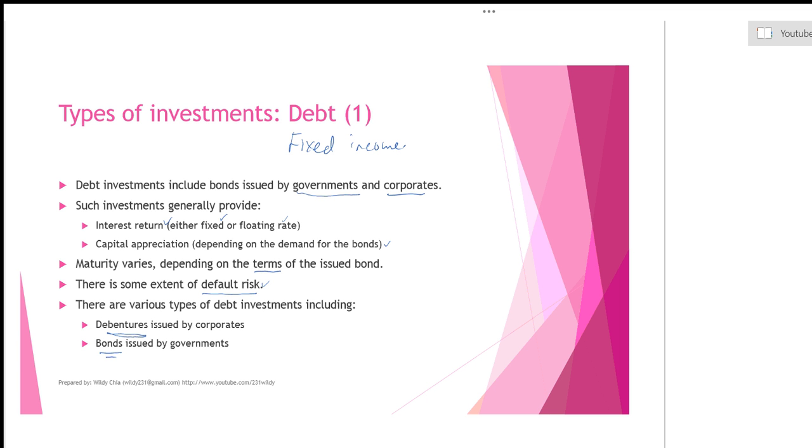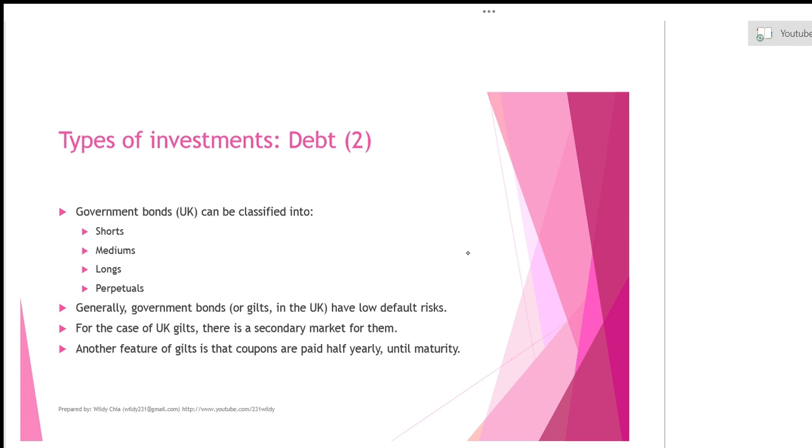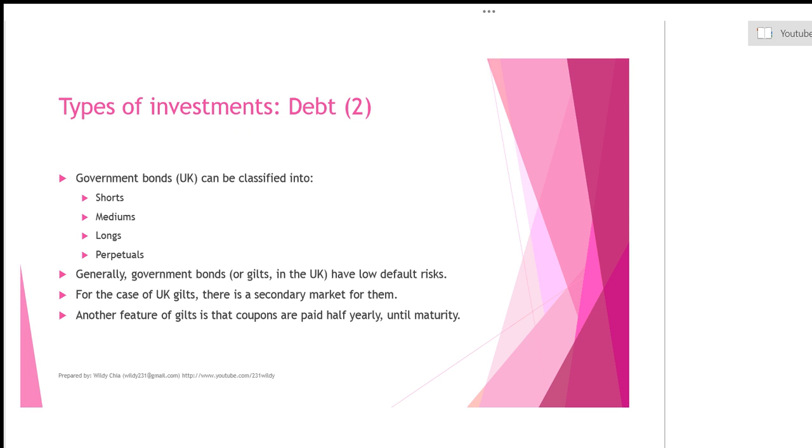Now, so next item. Let's look at more details on government bonds. Government bonds can be further classified into shorts, mediums, longs, and perpetuals. Shorts referring to those bonds that mature within 5 years, right? I'm referring to UK bonds.